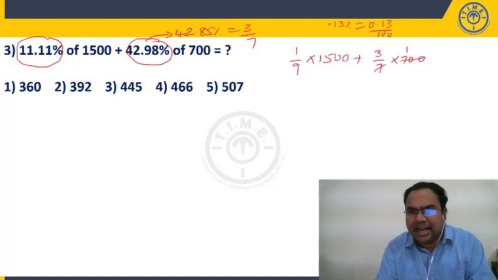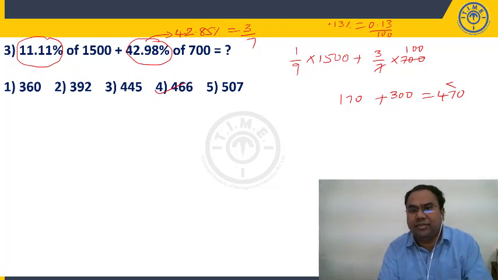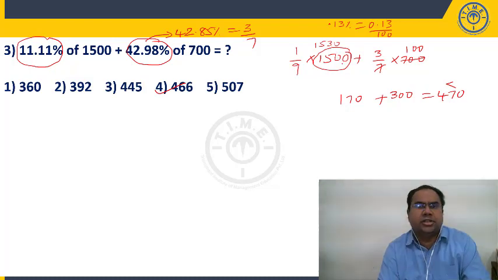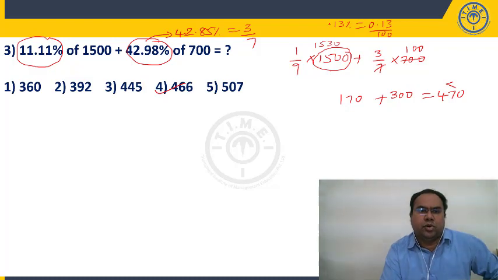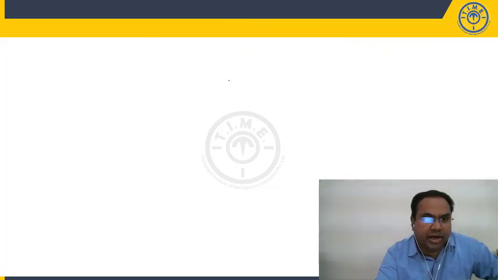7 goes exactly 100 times, so it should be 300. And 1 by 9 of 1500: we know that 153 is 9 times 17, so 170. So it should be 470. In fact, slightly less than 470. Slightly less than 470 should be 466 because it is only 1500. If it is 1530, then 9 goes 17 times. But it is not, it is 30 less. So I am saying slightly less than 470 should be your answer. So 466, the fourth option, should be your answer.